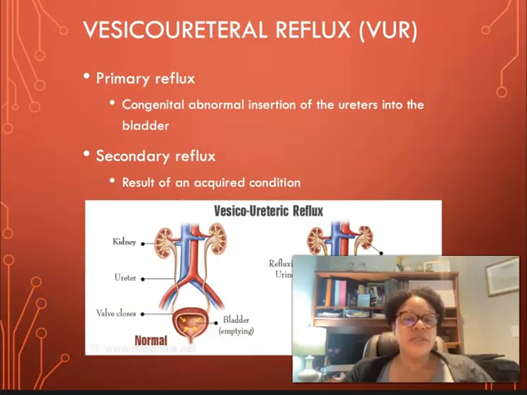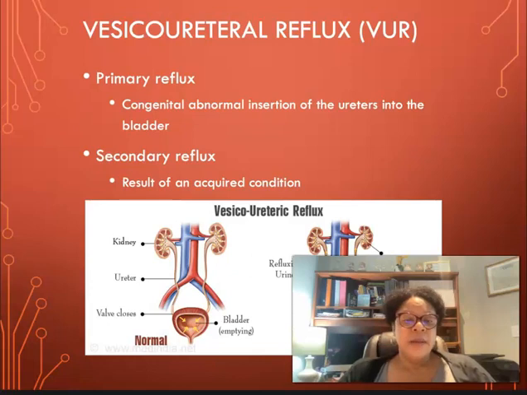The next one shows just the two different types. You've got primary versus secondary, pretty straightforward. Primary is a congenital abnormal insertion of the ureters into the bladder, so the child is born with that. Secondary is a result of an acquired condition.